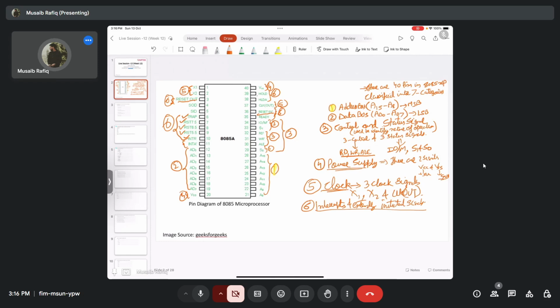Then we have hold. The signal indicates that another master is requesting the use of address and data bus. Then there is hold acknowledged, that is HLDA. It indicates that the CPU has received the hold request and it will relinquish the bus in the next clock cycle. HLDA is set low after the hold signal is removed. So these are some of the overview of these interrupt and externally initiated signals.